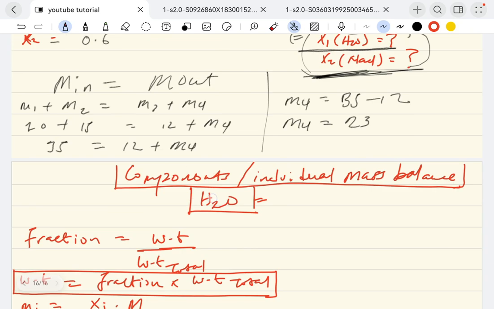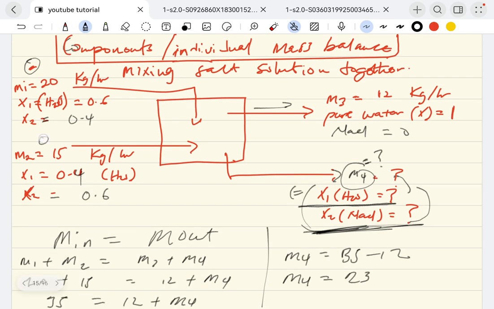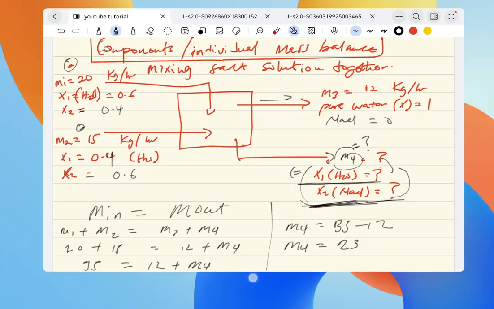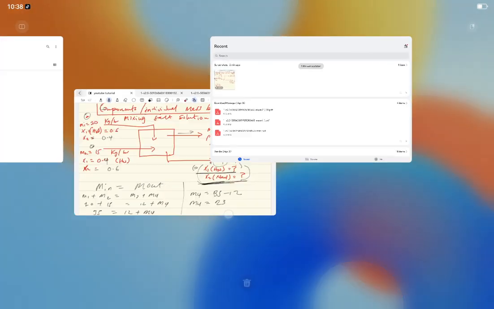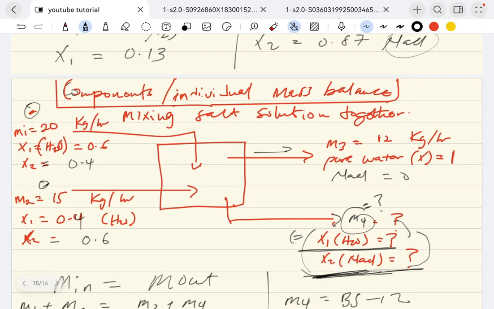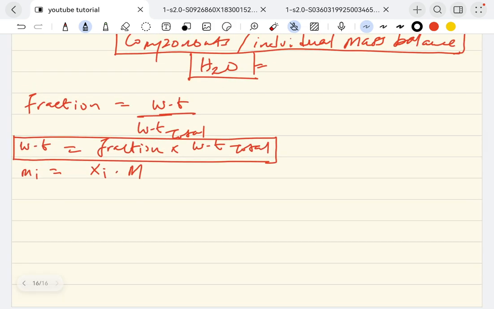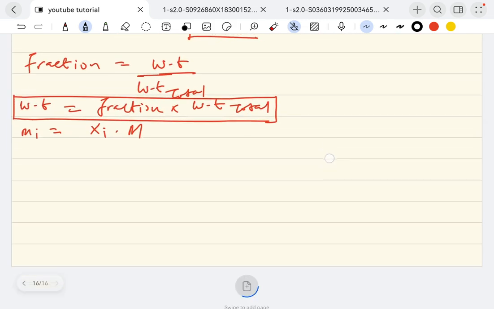You can see here, water. So we have to balance the mass of water from here and the mass of water from here, then we equate that to the output, from here, this is M3, and also here. So we know M3 is 23, so it's 23 here. Okay, so we are going to use this idea to deal with our problem.